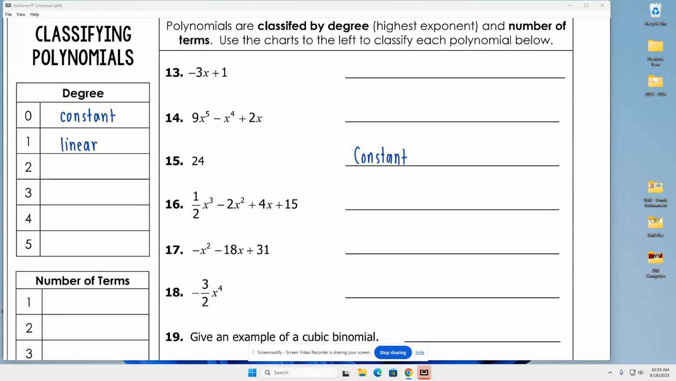Do y'all see one that's linear? Which one? 13 is linear. Why? Because my biggest exponent is x to the first. So by degree, it's linear. Y'all understand that? Next, if your biggest exponent is 2, that's x squared. What have we called those this year?